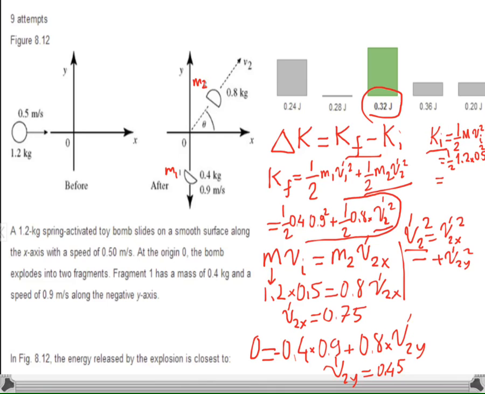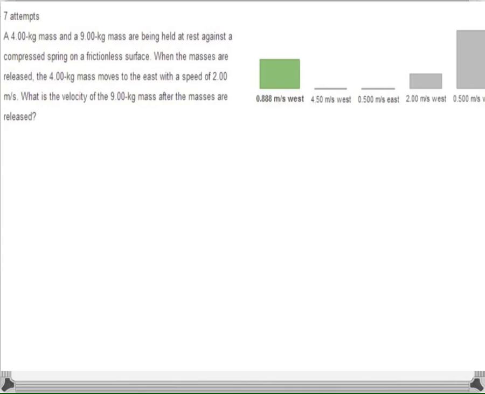So I am passing to the next question. Again, you have an object with mass 4 kilograms, and a second object with mass of 9 kilograms, and they are at rest initially. But the thing is, these objects have a spring in them. Okay? You have two objects.